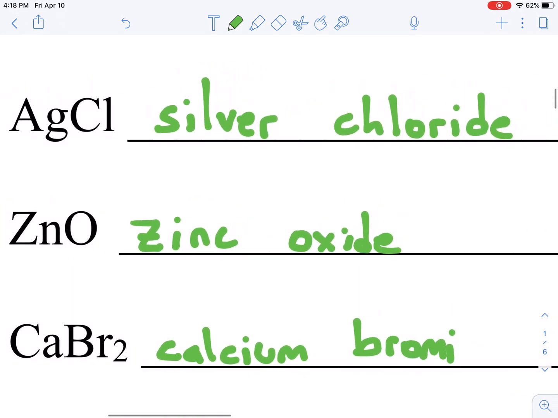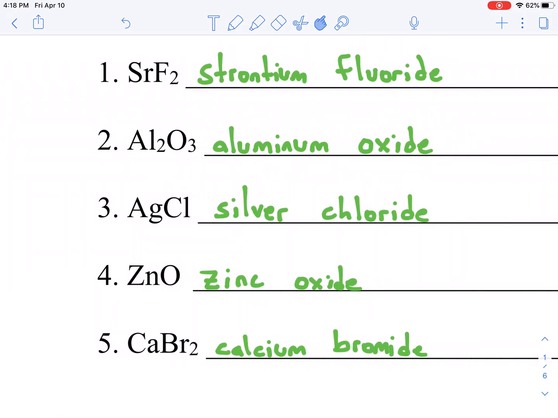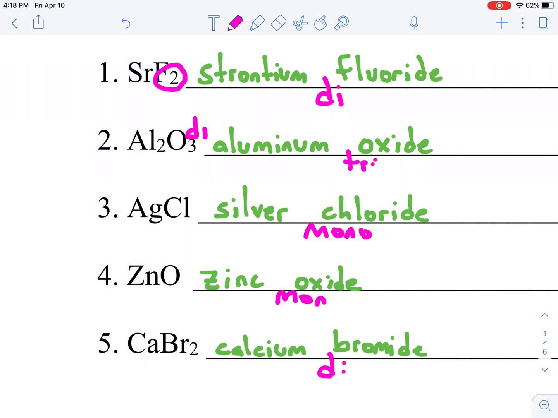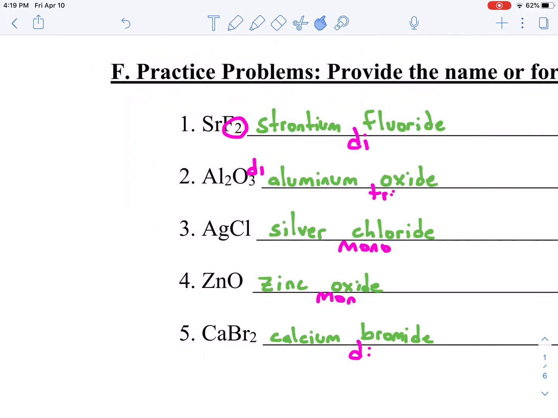Now, there's a question that all of us are probably asking, which is, if we remember covalent compounds, we put prefixes in to indicate the number of each ion. So, there's a 2 right here. Shouldn't this be difluoride? Shouldn't this be dialuminum trioxide? Shouldn't this be silver monochloride? Shouldn't this be zinc monoxide, and this be calcium dibromide? And that's a really good thought if you're thinking that, and if you were covalent, you'd be right. But it turns out in ionic compounds, we don't need that because these are always simplified.